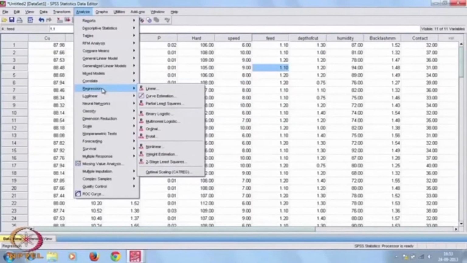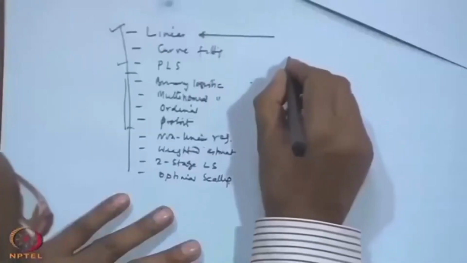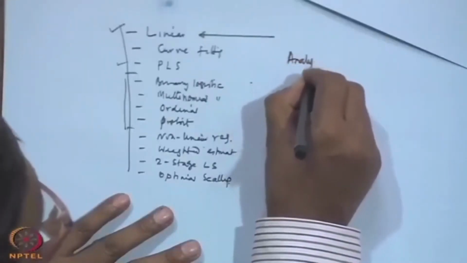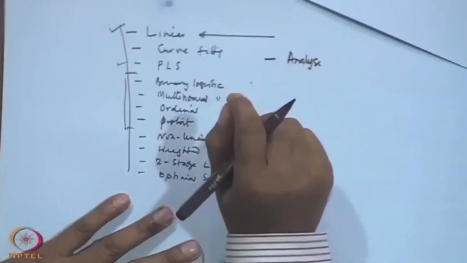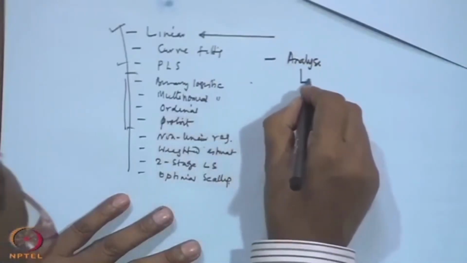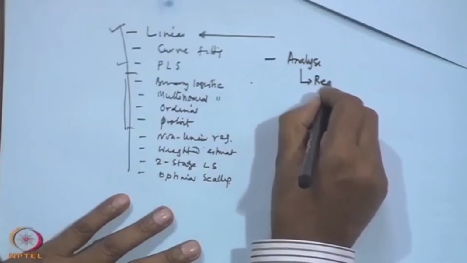So what are the steps you have to follow if you use SPSS? You go to analyze first, then click regression.